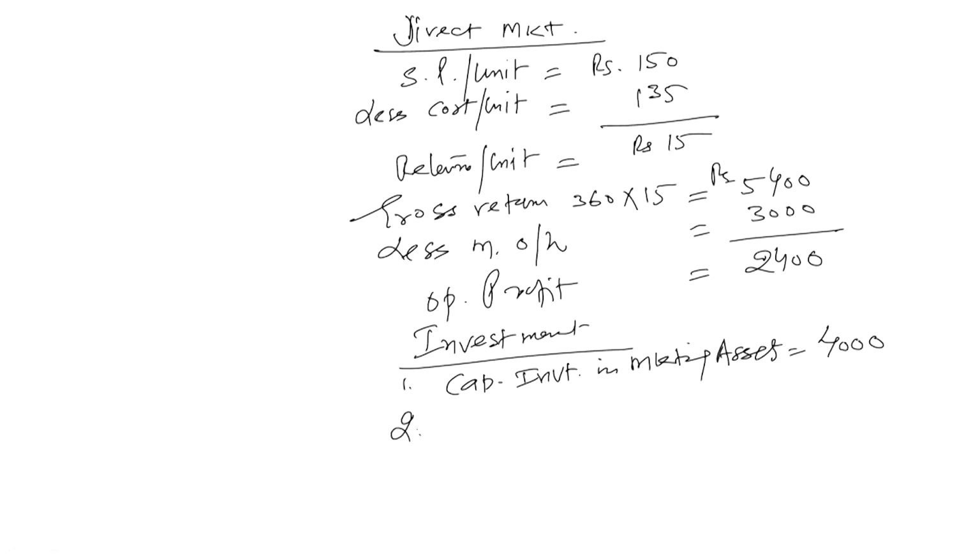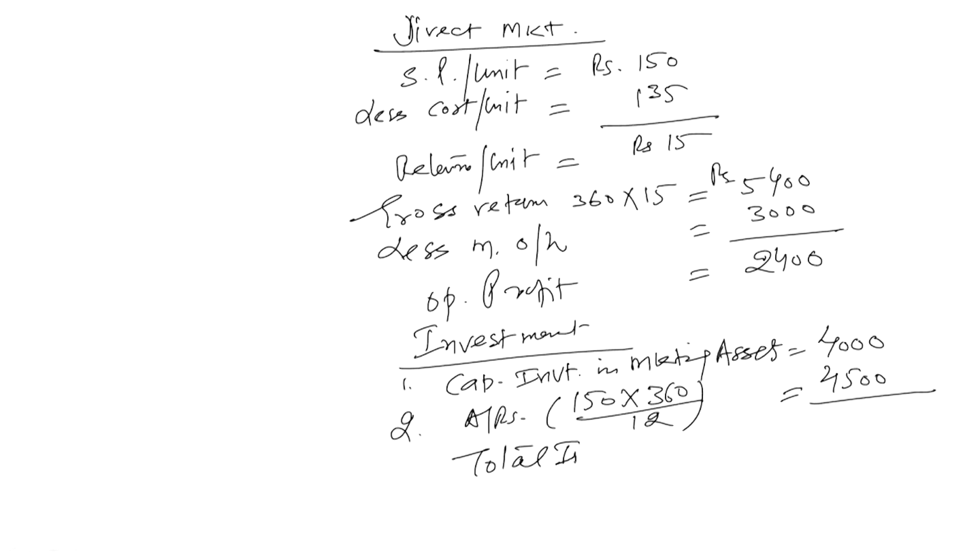The second investment is the investment in receivables. Accounts receivables are going to come down to 1 month from 2 months. So how much will that be? Selling price is 150, mind it, and this is 360 units divided by 12, so this will become 4,500 rupees. So the total investment, both in the marketing assets and in the accounts receivables, is 8,500. This is the investment here.